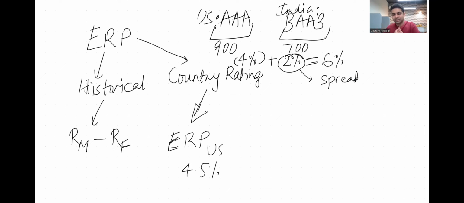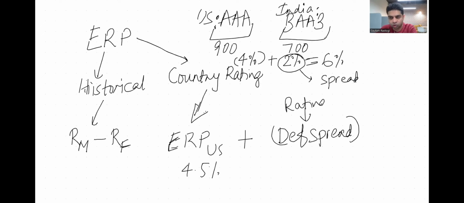Now let's use this to compute the equity risk premium for the Indian market. So far we were talking about the bond market. The default spread is based upon the rating; it comes from the country rating. Default spread. This is for the bond market.